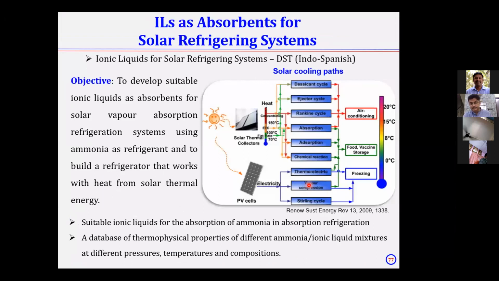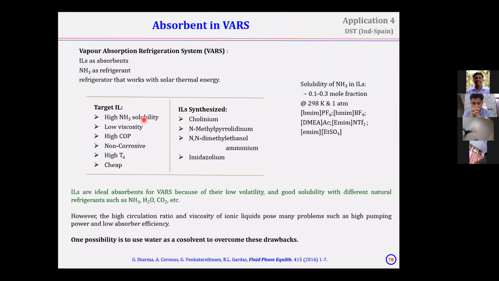We also worked on an Indo-Spanish project with the mechanical engineers, where we want to run a vapor absorption refrigeration system. We were looking for an ionic liquid that absorbs ammonia at room temperature and releases this ammonia at high temperature, and the temperature has to be raised by sunlight. Well, we were not very successful because we were looking for a targeted ionic liquid with high ammonia solubility, low viscosity, non-corrosive, high thermal conductivity, and economically cheaper.